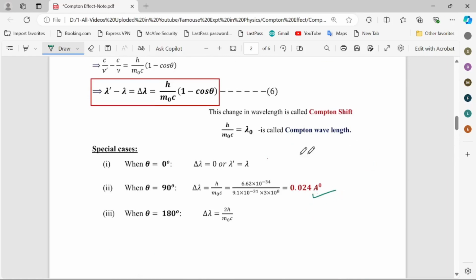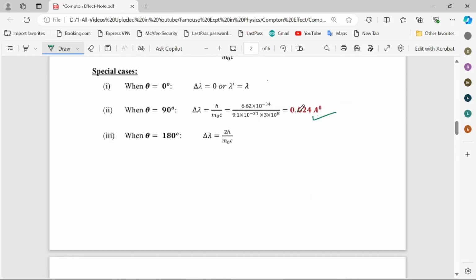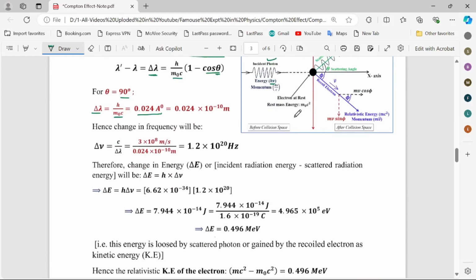I suggest all of you just remember this one, otherwise in the exam you will spend time calculating. Angstrom means 10 to the minus 10 meter. Hence the change in frequency will be C by delta lambda, where C is the speed of light. If you calculate, you can find 1.2 into 10 to the 20 hertz.